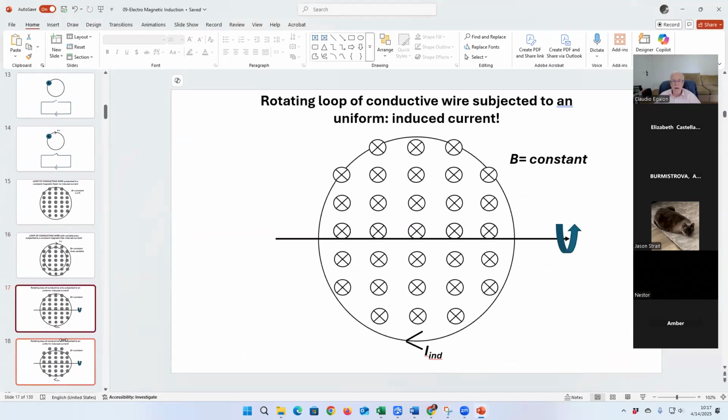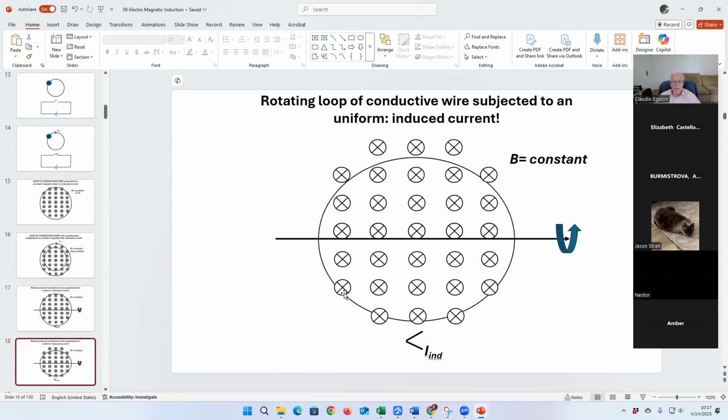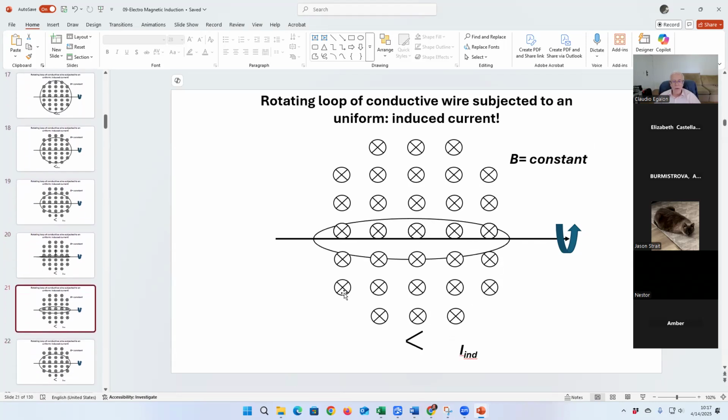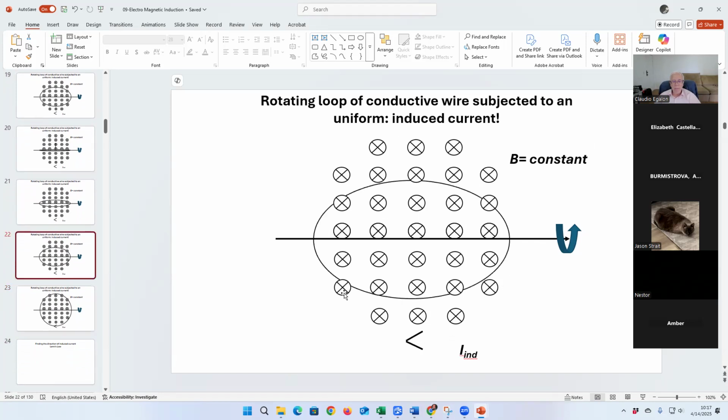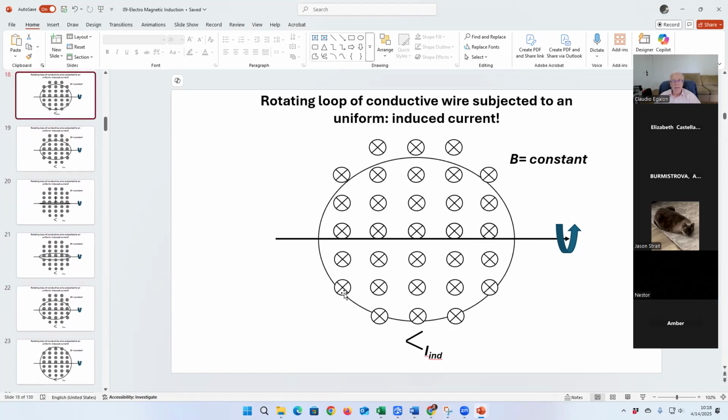Let's see if I have it. Okay, here you go. Do you see here the circuit? We have an axis of the circuit, the B field is constant. And then we rotate the circuit in this field. As we rotate the circuit in this field, the area vector of this circuit is going to change. And we are going to have an induced current in the circuit. That's the very principle of the generator. The generator works in this way.